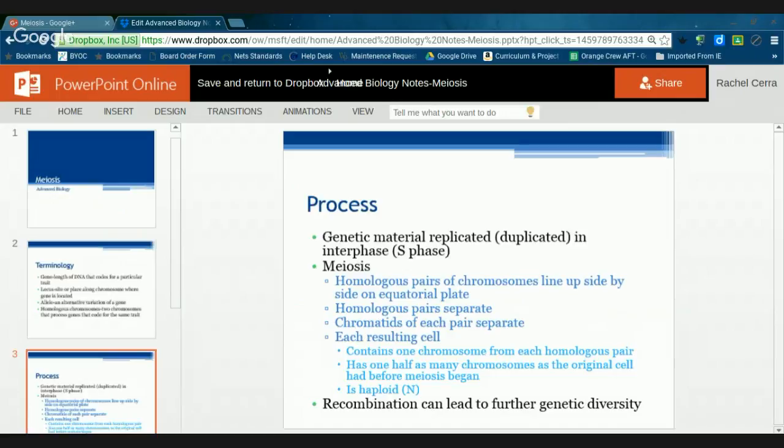So in a nutshell, those homologous pairs line up at the equator, they separate, that's meiosis 1. Then you go through the second set, which would be meiosis 2, in which each chromosome then gets divided in half, so you end up with one chromatid in each cell.